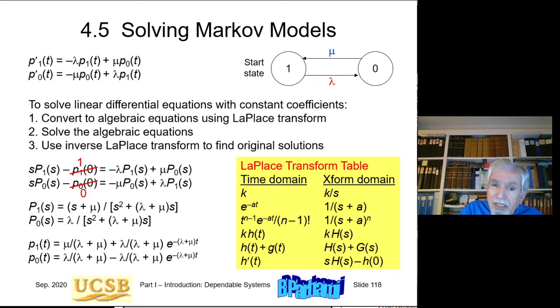Okay, now I have the solutions in the transform domain. I need to go back. To go back, I basically have to look at this table in the reverse direction. So if I see K over S here, I replace it with K. If I see 1 over S plus A, I replace it with e to the minus AT. Okay? And so on. However, what I see here does not have the form of the functions in this table.